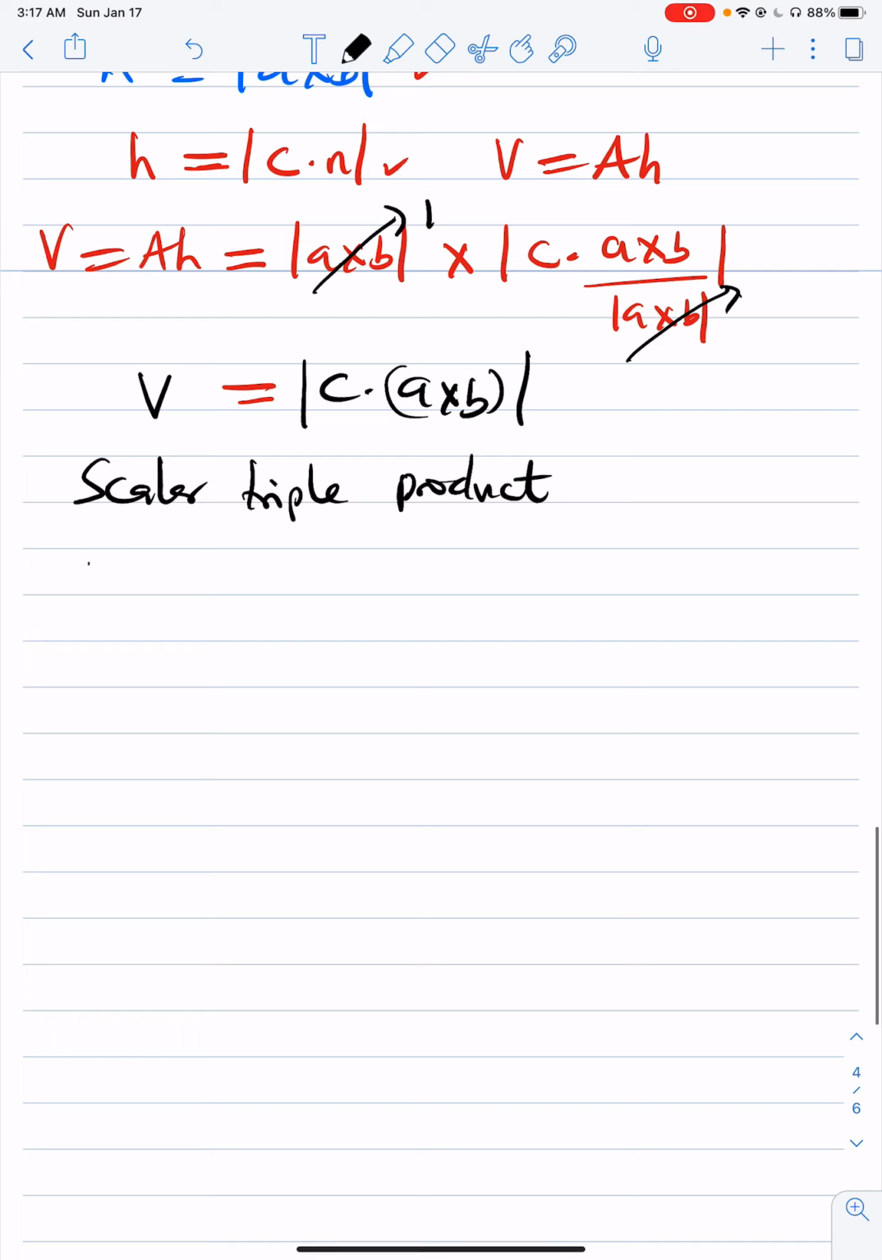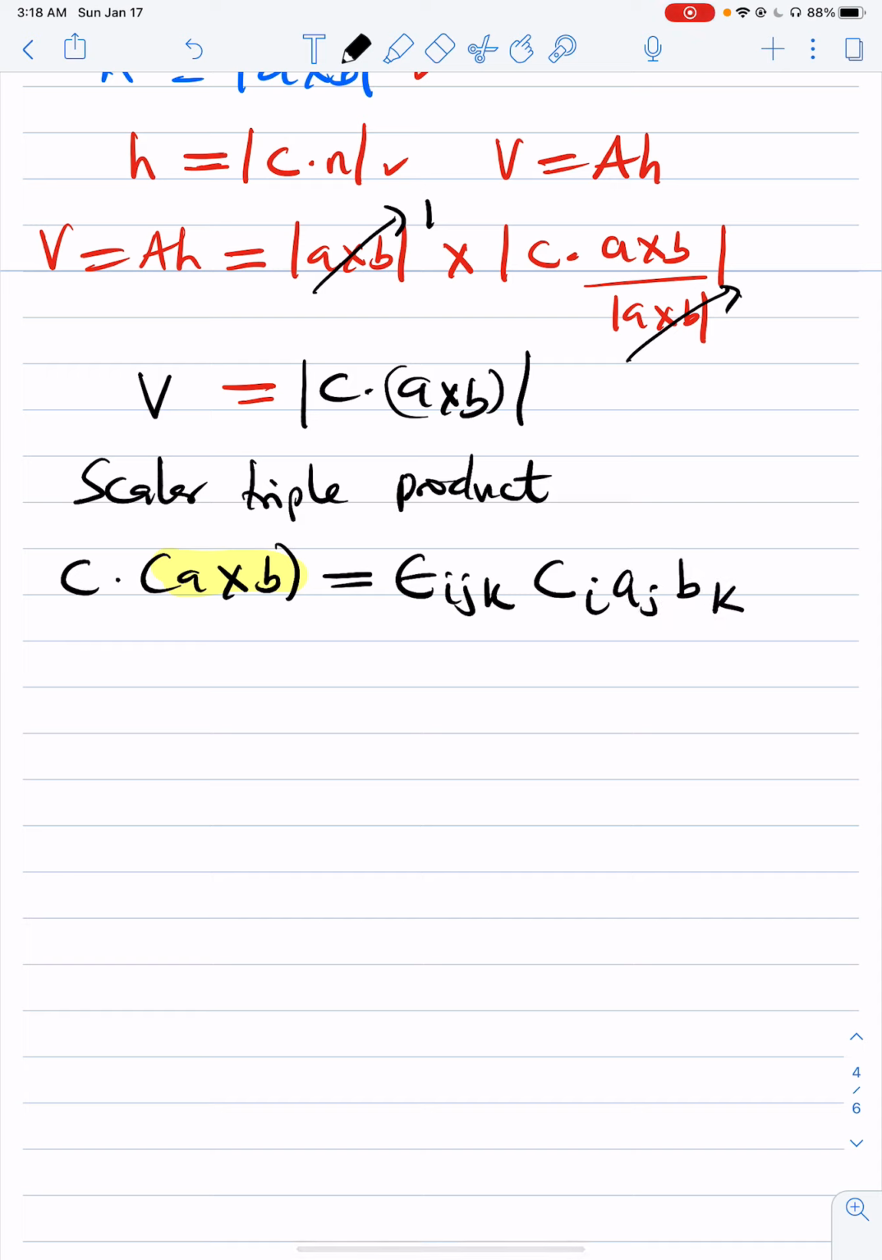Hope that makes sense. So now C dot A cross B is equal to, now as I said earlier, anytime you have a cross product like this, you have to introduce the permutation symbol epsilon_ijk. Pay attention to how I'm writing this closely. C, pick an i here. A, pick a j. B, pick a k.